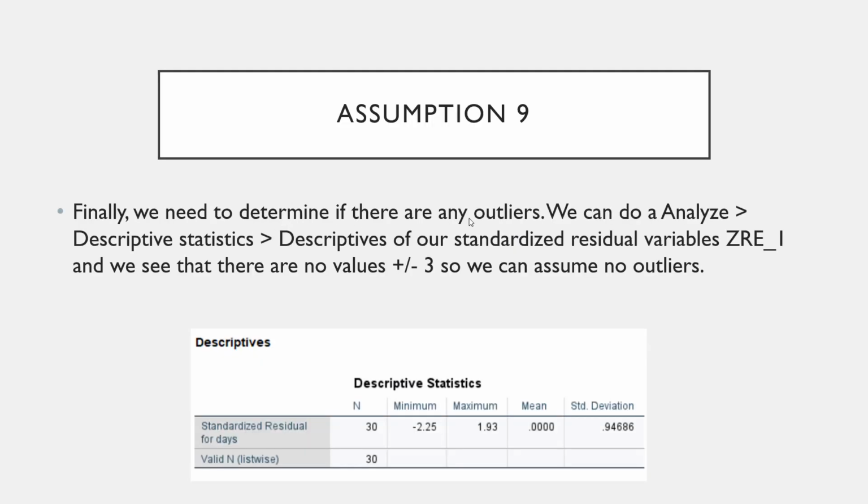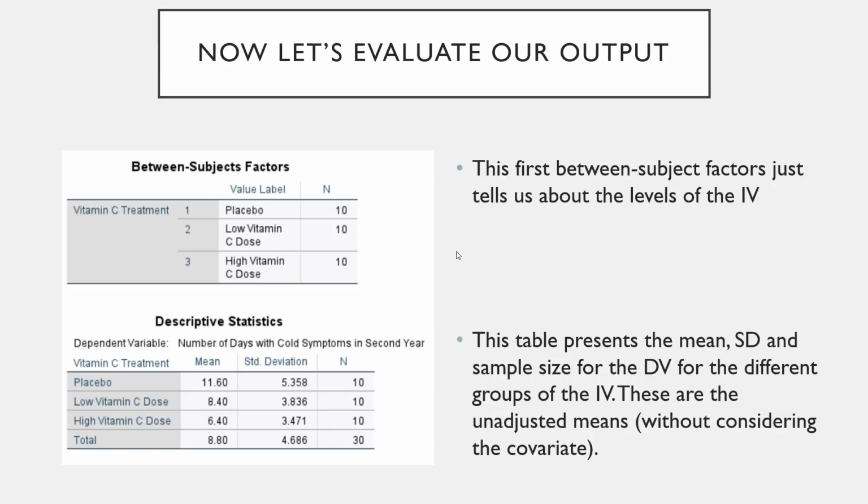Finally, we need to see if there are any outliers. We can do an Analyze, Descriptive Statistics, Descriptives of our standardized residual variables. And we see that we're at negative 2.25 and 1.93. So we're within plus or minus 3, so we can assume no outliers. So now we scroll back up and we evaluate our output.